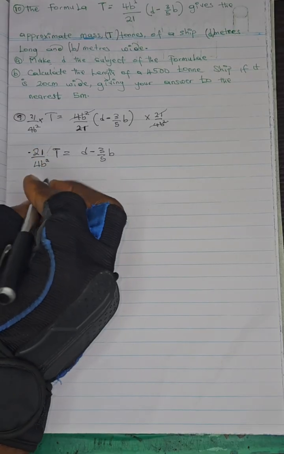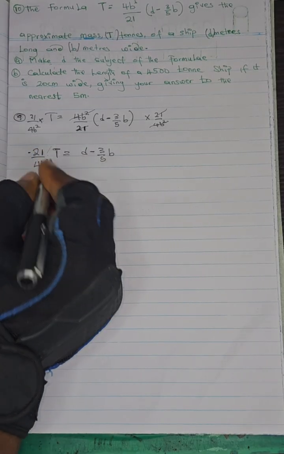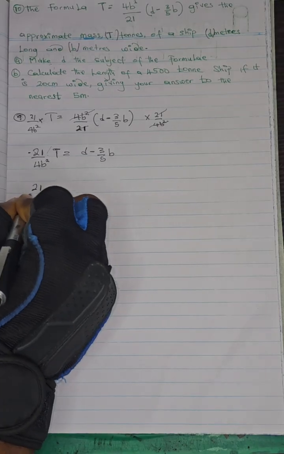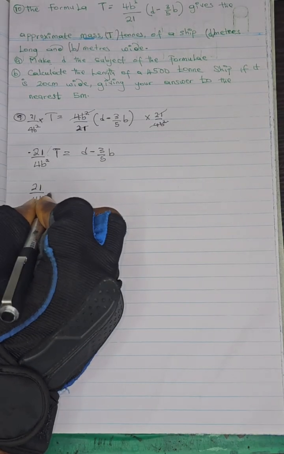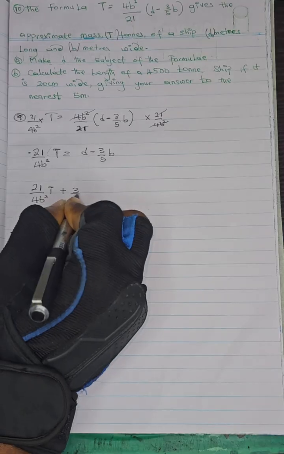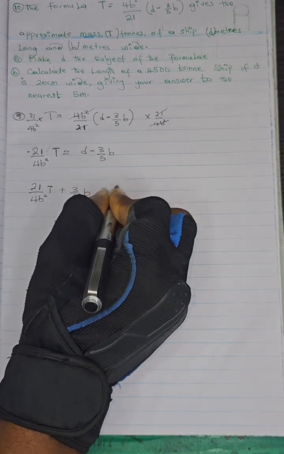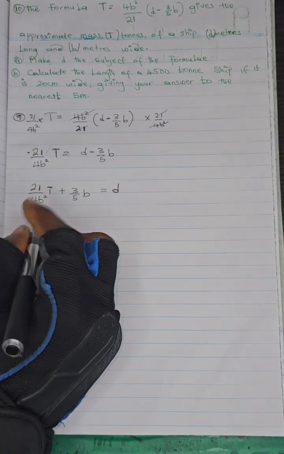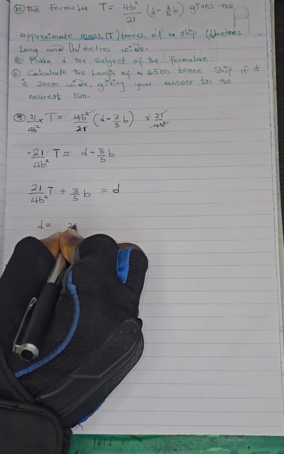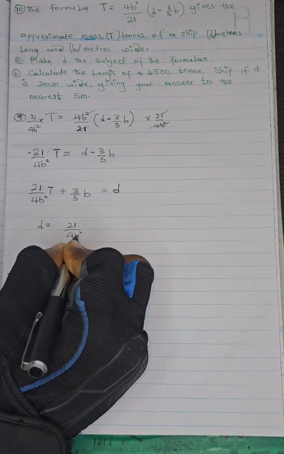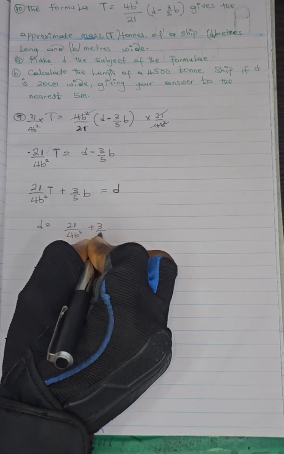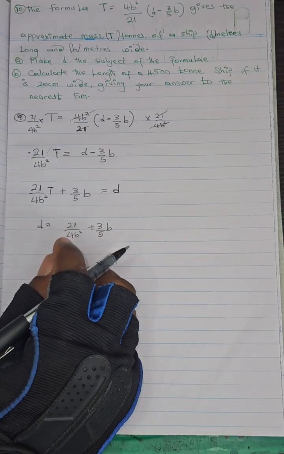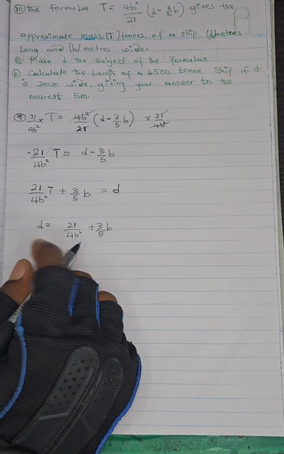This crosses the equation. It's negative here, so when you cross the equation, it will become positive. So you have 21 over 4b squared T plus 3 over 5b is equal to d. So this is our answer. We can rewrite it as d is equal to 21 over 4b squared T plus 3 over 5b. So this is our answer for the first one.